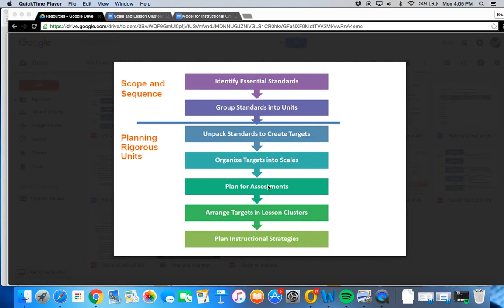January and February, we spent time planning for assessment and what assessment looks like within targets and scales. In March, the last time we met, we spent some time taking our targets in those scales and arranging them in lesson clusters. So April is where we're going to dip down into the instructional strategies.